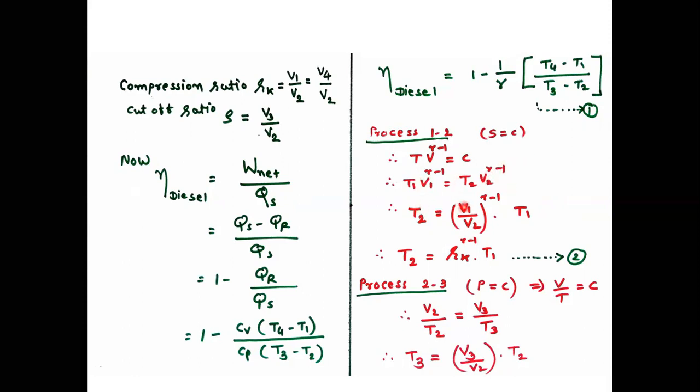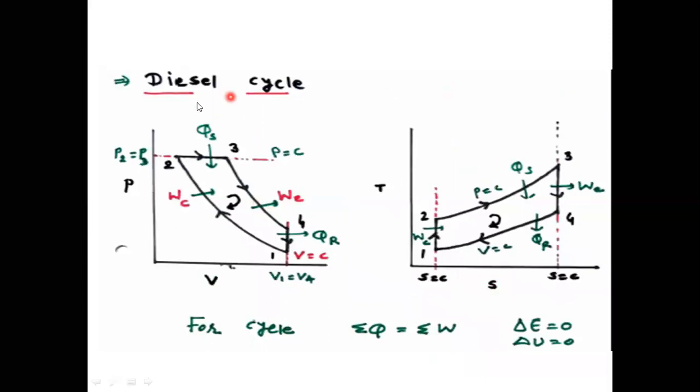So I can write T2 is equal to in brackets V1 divided by V2 raised to gamma minus 1 into T1. And what is V1 divided by V2? You can see here V1 divided by V2 is RK. So instead of V1 divided by V2, I can put here RK. So T2 becomes RK raised to gamma minus 1 into T1. Say equation number 2. Consider process 2 to 3, which is an isobaric process. See on the PV diagram. This is the isobaric process.